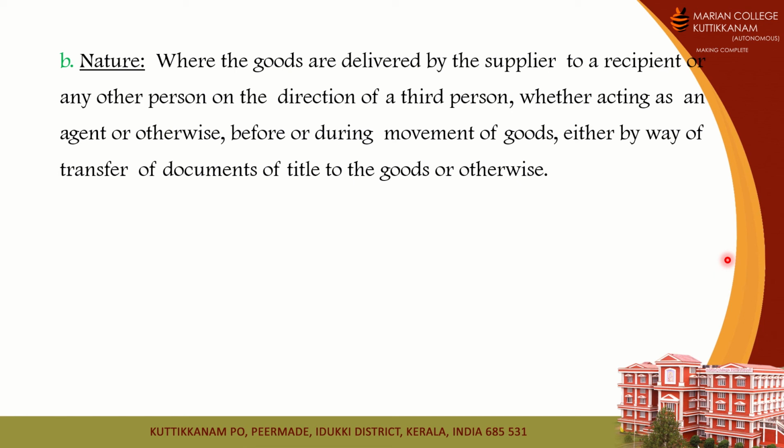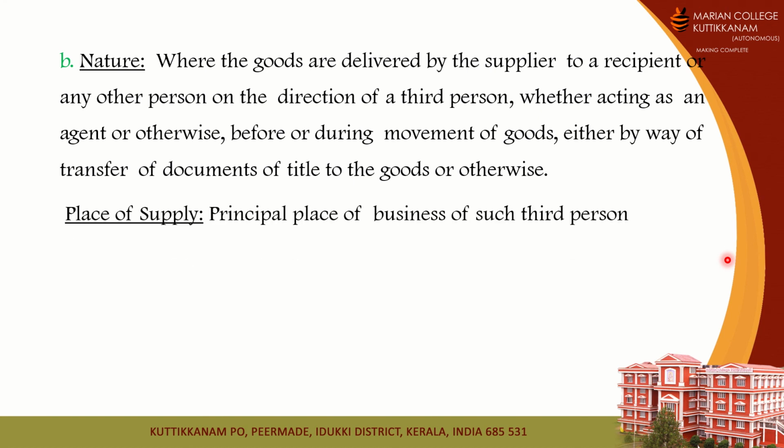Okay. So what does this case tell us? In this case, there is a third person, and that particular third person is directing another person for the delivery of goods. Okay, that means the goods are delivered by the supplier to a particular recipient on the direction given by a third person, on the direction given by another person. Okay, so in this case, what will be the place of supply? Let's see. The place of supply of goods will be the principal place of business of such third person.